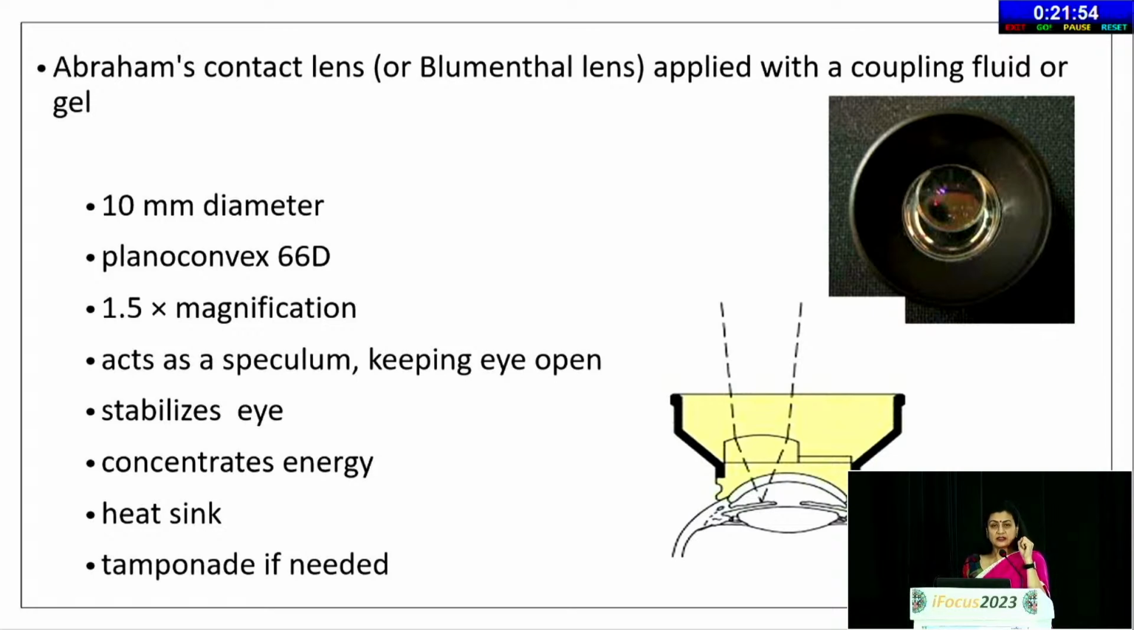Whatever its uses, it allows magnification. It acts as a speculum keeping the eye open. It helps to stabilize the eye, preventing any fine movements which may happen. It concentrates the energy, so a lesser amount of energy will be used. It acts as a heat sink, so damage to the surrounding structures, damage to the cornea, can be prevented. And if there is bleeding, you can just press on the eye with the lens so that it can have a tamponade effect.